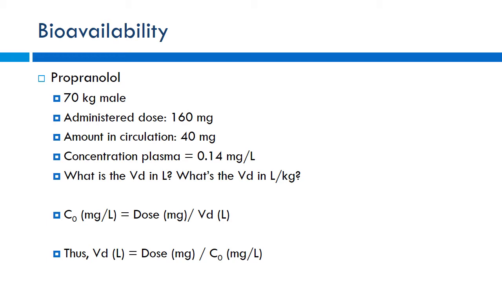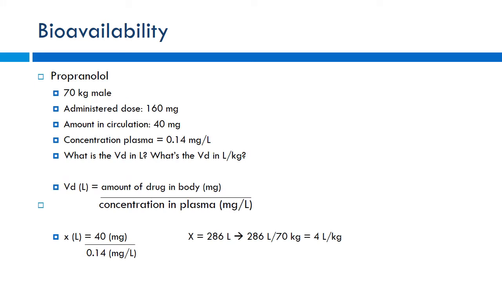Okay. So let's say we have VD equals that amount of drug in the body divided by that concentration. So we're going to have 40 milligrams divided by that 0.14, and that's going to equal 286 liters. Okay, so is that a big volume of distribution or a small volume of distribution? It's pretty big, especially when you look at it in liters per kilogram. So for this guy, we would do 286 divided by 70, and you're getting 4 liters per kilogram.